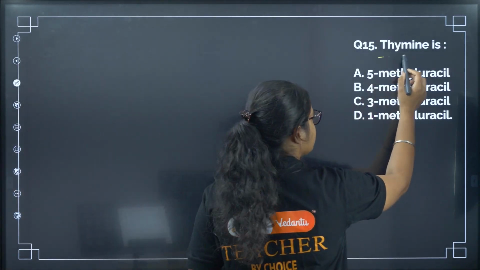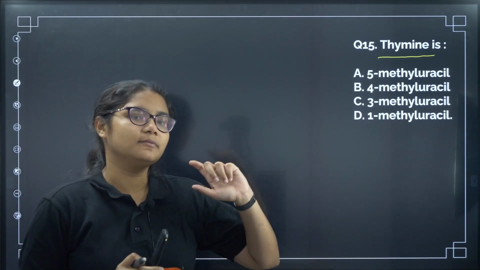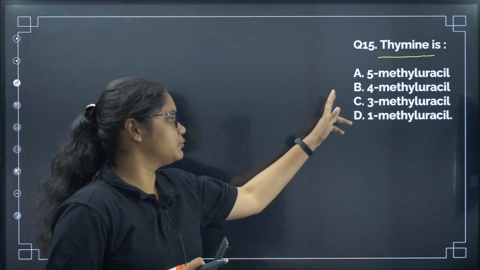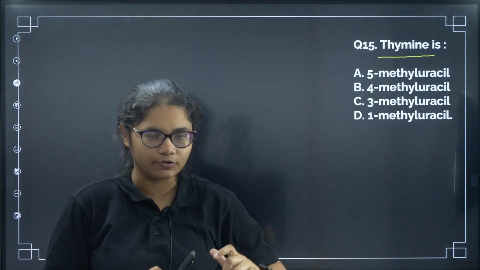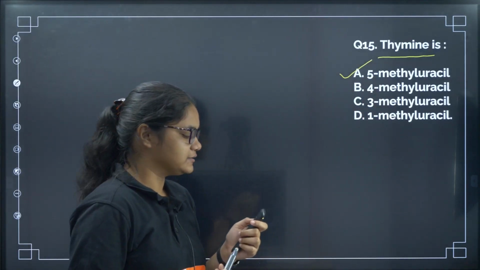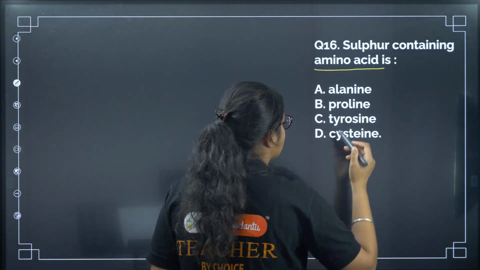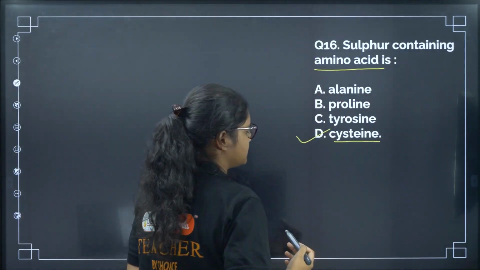So thymine, if you have seen the structure of nitrogenous bases, has a methyl group at the fifth position of uracil. So that is why it is called 5-methyl uracil. Okay, correct answer is option number A. Next, the sulfur-containing amino acid is cysteine. So correct answer is option number D.